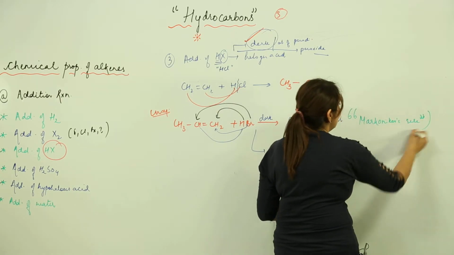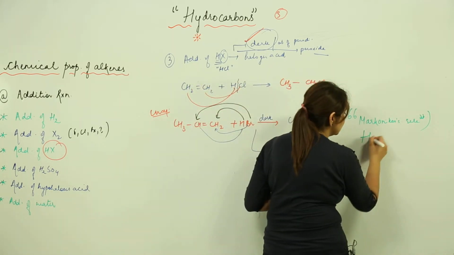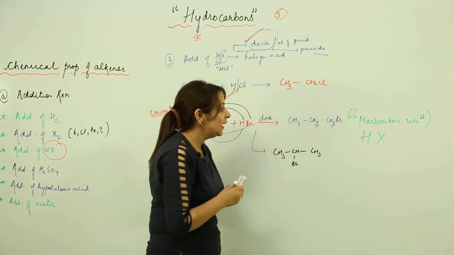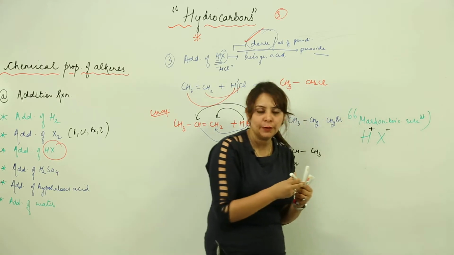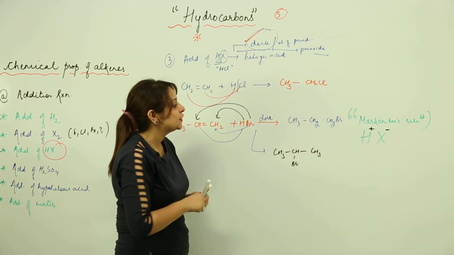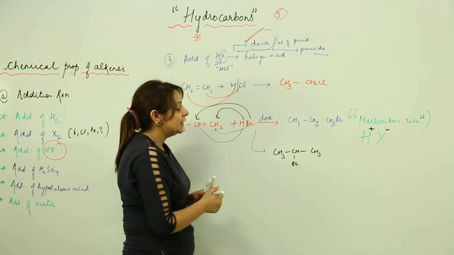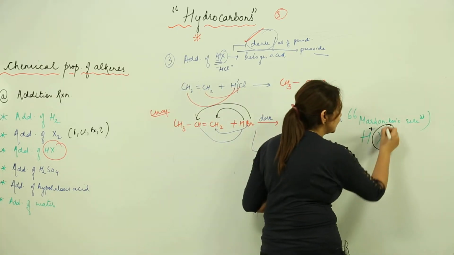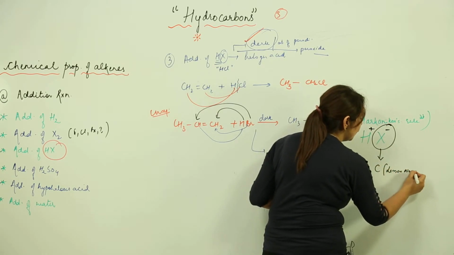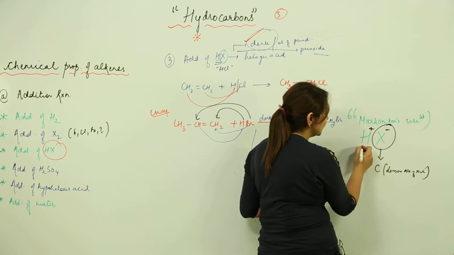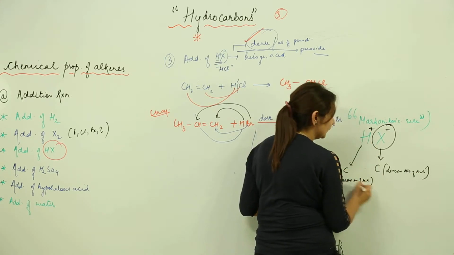Markovnikov's rule. What does this rule actually state? It states that whenever you are adding a substance, suppose we are adding HX, right? In this HX, one is a positive part and the other is a negative part. According to Markovnikov, when you are adding HX to an unsymmetrical alkene, the negative part attaches to the carbon atom which carries a lesser number of hydrogen atoms, and the hydrogen attaches to a carbon which carries more hydrogen atoms.